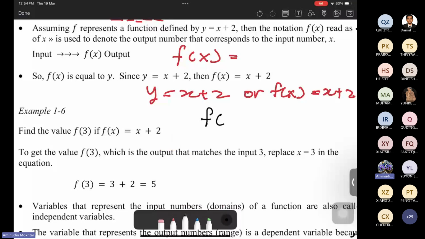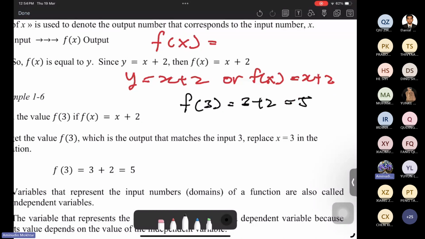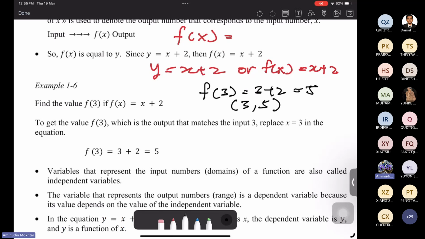F in bracket 3. So what does it mean? We just replace x, we just substitute x with 3. Yeah, 3 plus 2 equal 5. That's all. When I write f in bracket 3, that means we need to replace x equal 3 in the equation, and then 5 is the value of the function. So in terms of coordinate, the coordinate point is x equal 3, y equal 5. That's for the x and y.